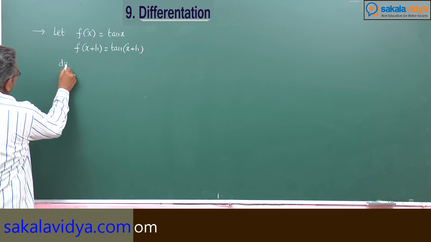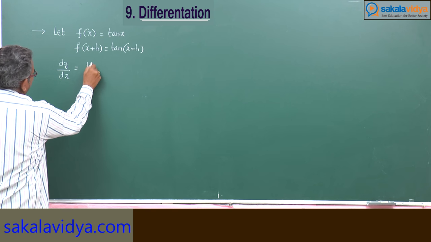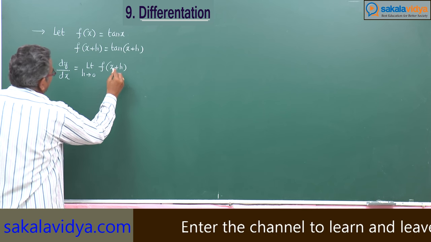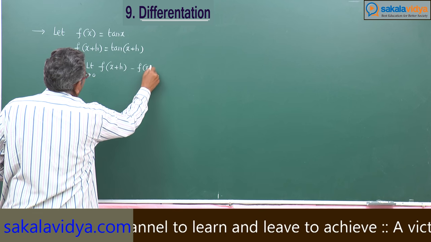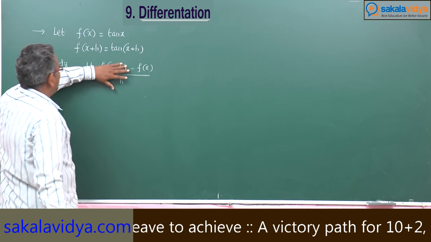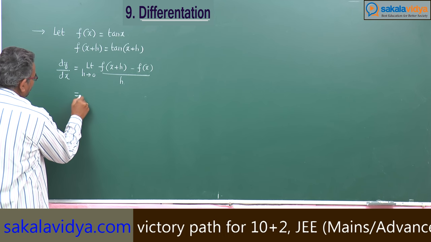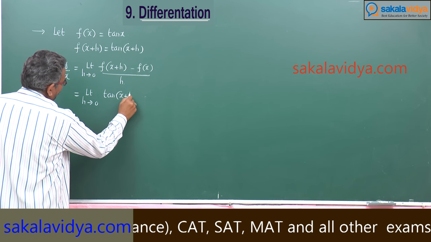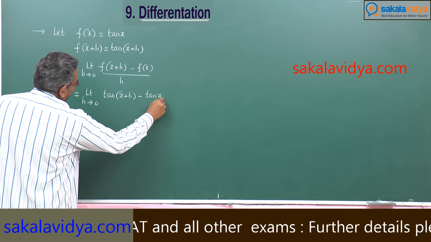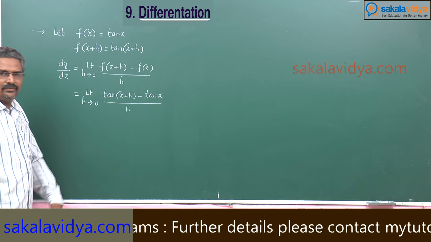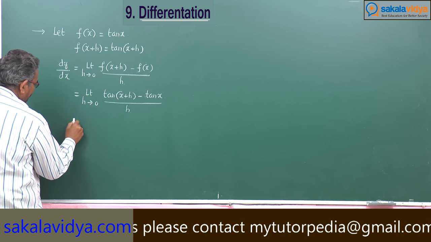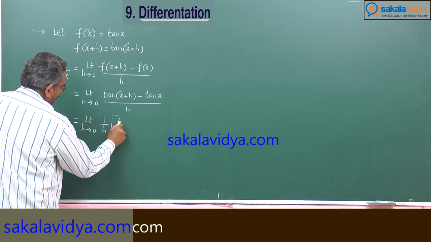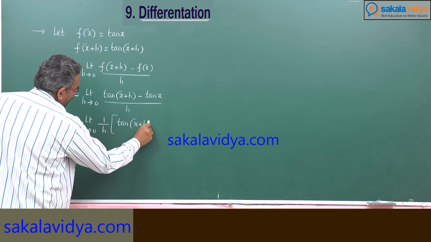dy by dx is equal to, we know that, limit h tends to 0 of f of x plus h minus f of x by h. Replace the values. So limit h tends to 0 of tan of x plus h minus f of x, which is nothing but tan x function, by h. So for our convenience this can be rewritten as limit h tends to 0 of 1 by h into tan of x plus h minus tan x.